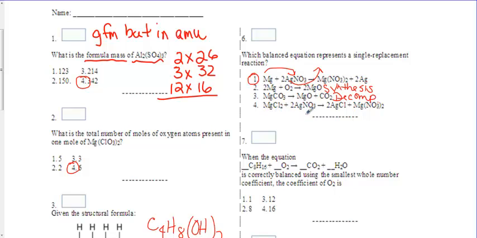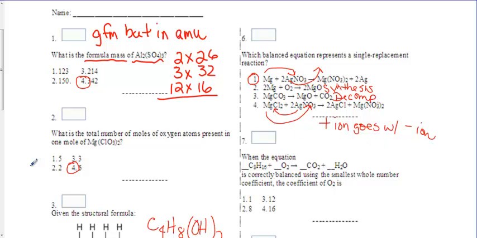Decomposition, and then this one would actually be double replacement. I see two ions moving, magnesium going with the nitrate and silver going with the chloride. Okay, and that's exactly how you write it. The positive ion goes with the negative ion.